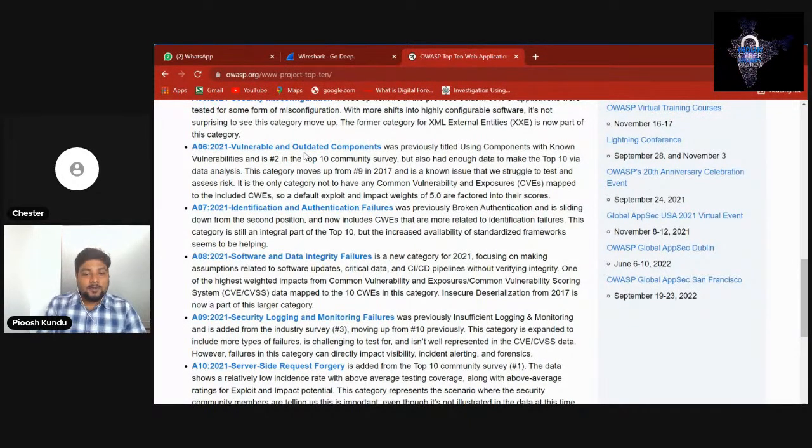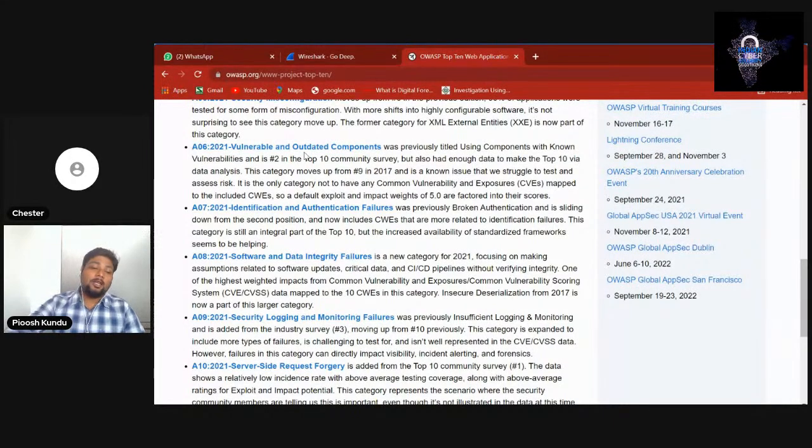It was previously insufficient logging and monitoring, and is added from the industry survey, moving up to the ninth position. This category is expanded to include more types of failures, and is challenging to test, and isn't well represented in the CVE or CVSS data. However, failures in this category can directly impact visibility, incident alerting, and forensics.